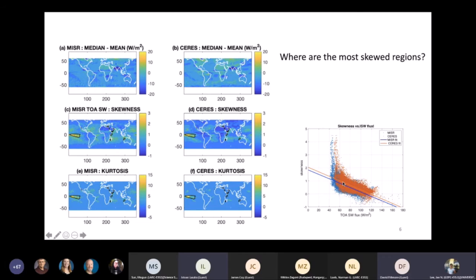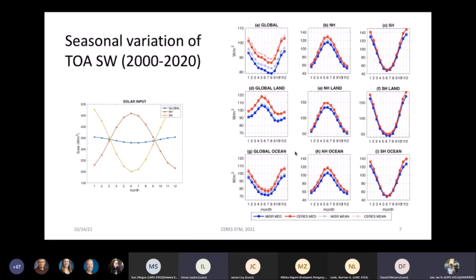The skewness and the shortwave absolute values are negatively correlated, and the skewness abruptly increases when the shortwave flux is less than 60 watts per meter square in both observations. So we know that cloud largely controls the shortwave distribution. Actually, cloud contributes to reduce the skewness by reflecting light in random directions.